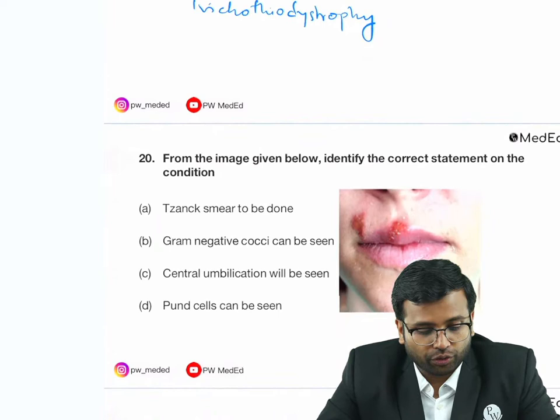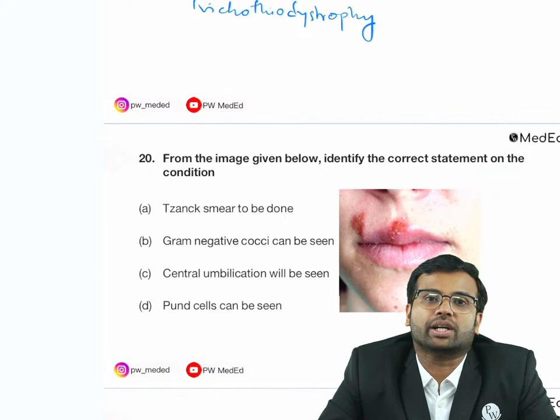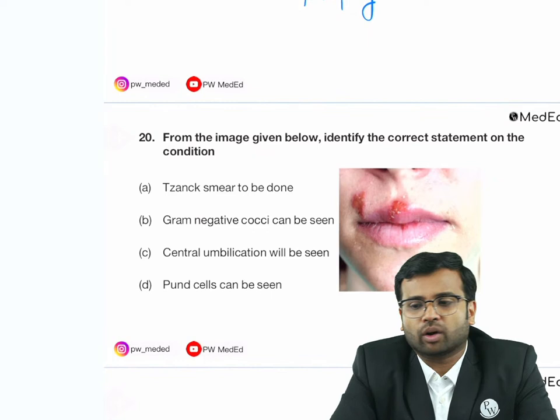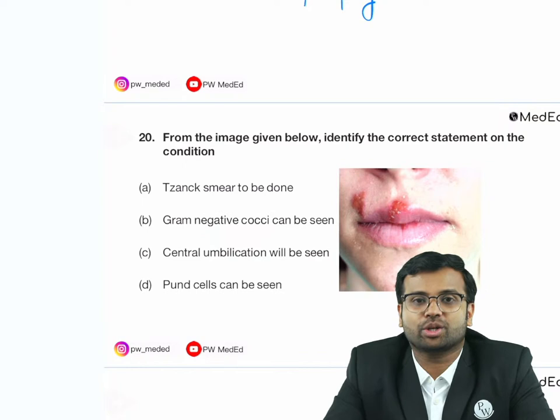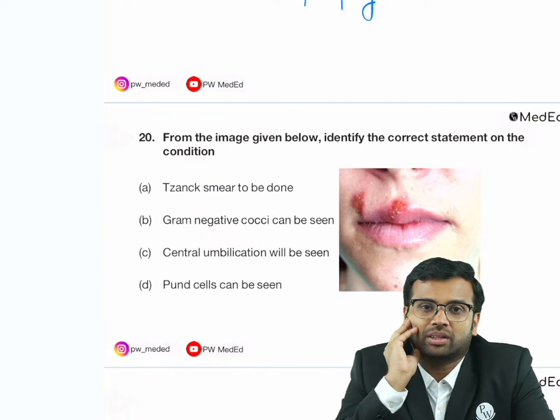Now going to the next one. From the image that is given below, identify the correct statement on the condition. So what is the correct statement on this condition here? Now, from this image, can you tell me what is your differential diagnosis? What is your differential diagnosis if you are getting such a patient? So just tell me one or two differential diagnoses.